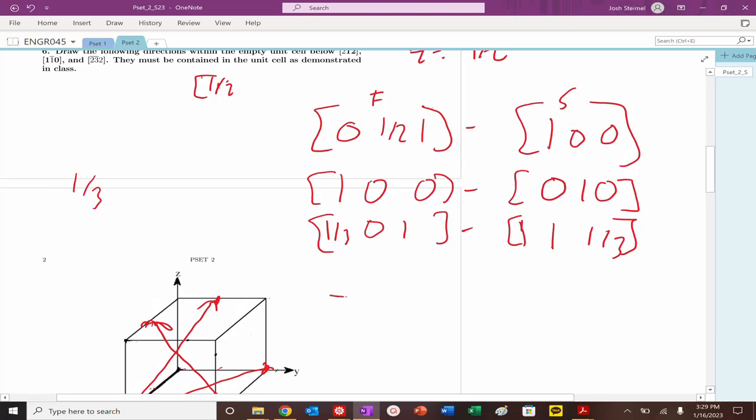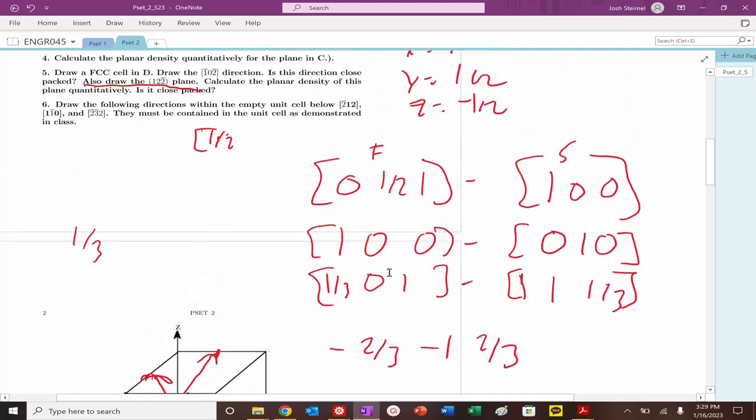Let's just double check. So I do minus 2/3. I would be minus 1, and then I'd have 2/3. Multiply everything out. Good. Ready to go.